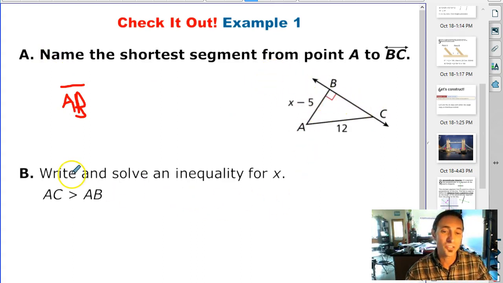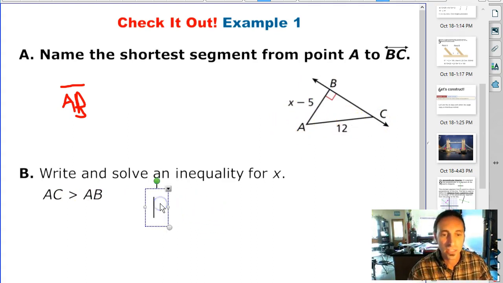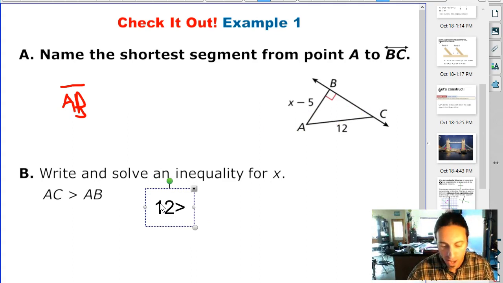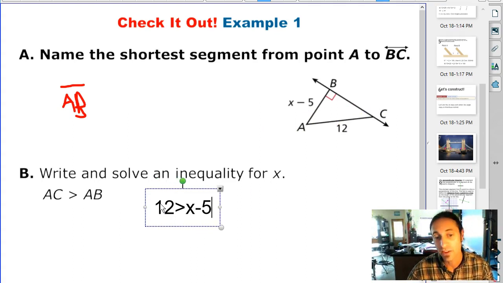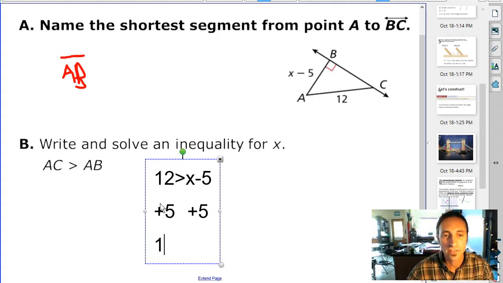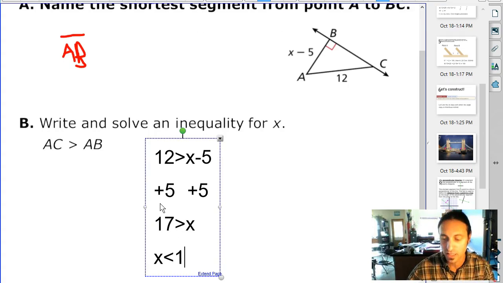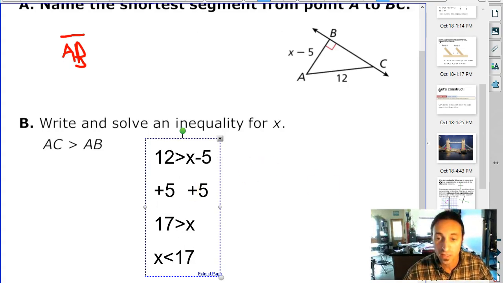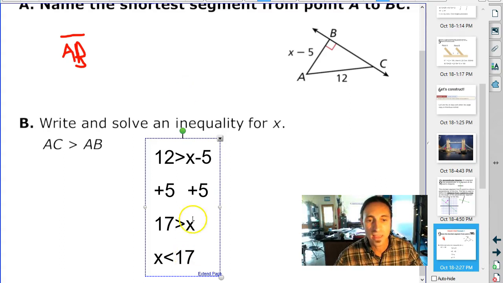Now, when it says write and solve an inequality for x, guess what? AC has got to be greater than AB. That's true, right? If this is the shortest segment, then we know 12 has to be greater than x minus 5. You do your math, you add 5 to both sides, plus 5, plus 5. You get 17 is greater than x. Another way to put it is x has to be less than 17. That's what they're asking for in these kinds of problems when it says, what's the shortest segment, and then figure out what the value is to make that work.